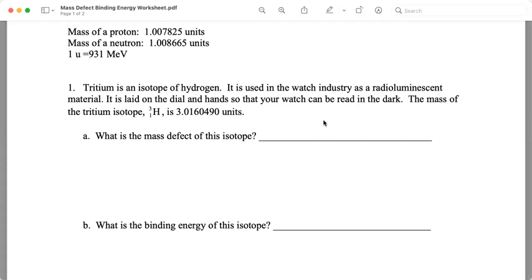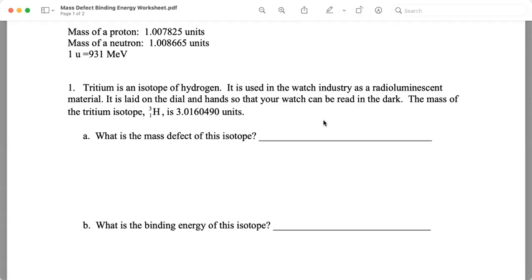Today's lesson, I guess, is just about how to calculate mass defect and binding energy. So I'm going to show you this example. It's really, really easy. And because it's first period, I thought we would do something nice and easy.